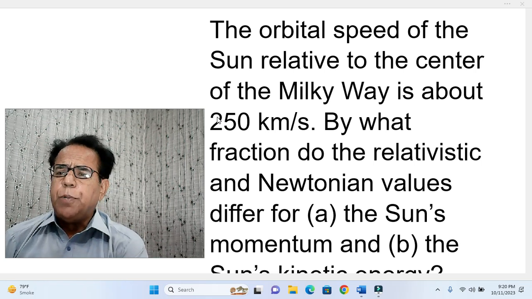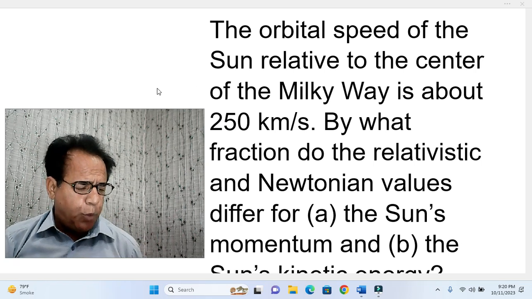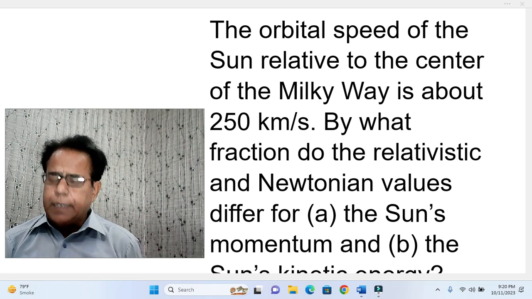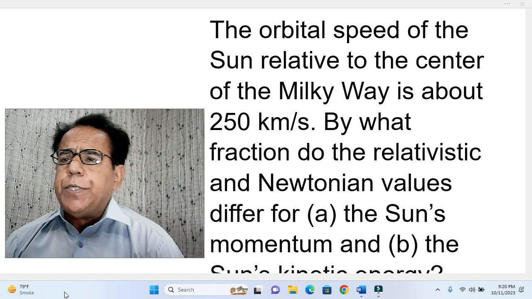This is our next problem, having been chosen from the same book, that is Modern Physics by Paul A. Tipler. As usual, we first come to its statement.